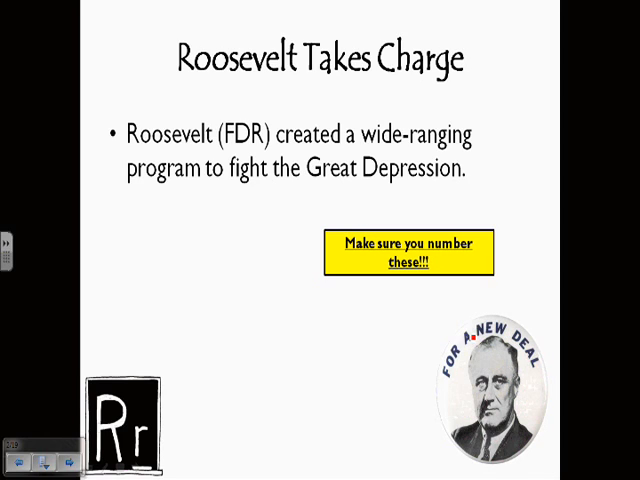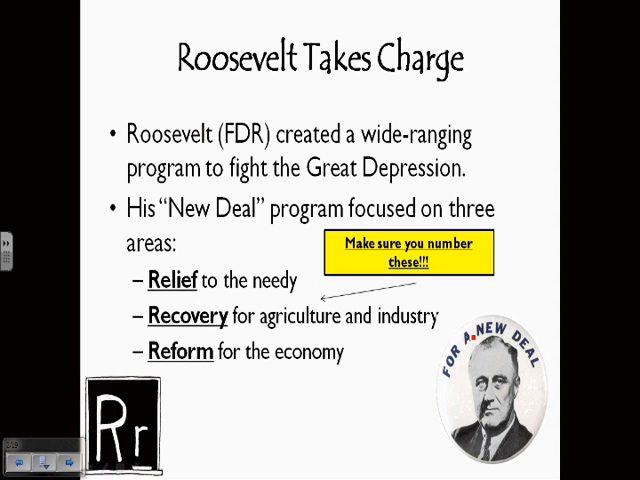Now, there are 3 things that he's aiming to do, and I want to make sure you put a number next to each of these. Here would be the 3. First one is relief to the needy. Another word for relief we learned in the first section was help. He wanted to make sure he helped those people who were in need of assistance. He wanted to implement programs that help the agriculture and industry areas of the economy to recover, and then he wanted to reform, or make changes to, the economy to keep another Great Depression from happening in the future.